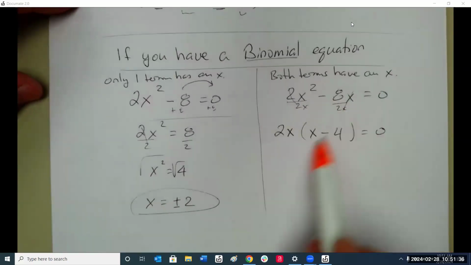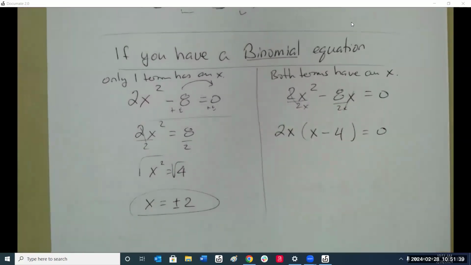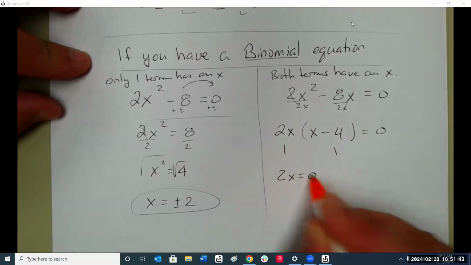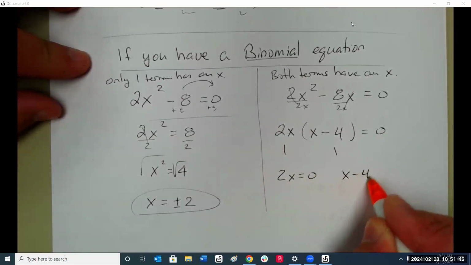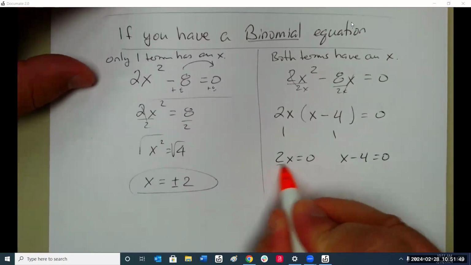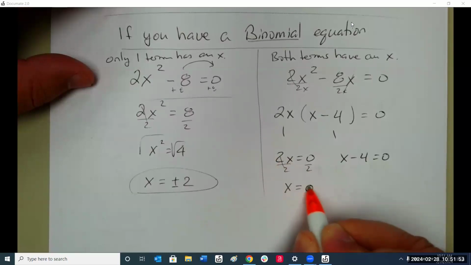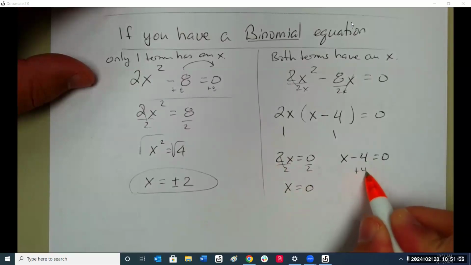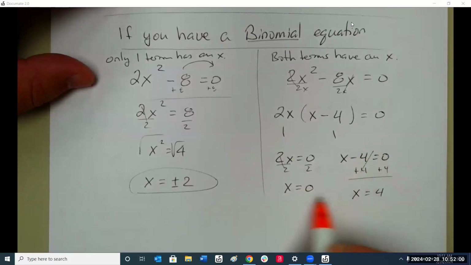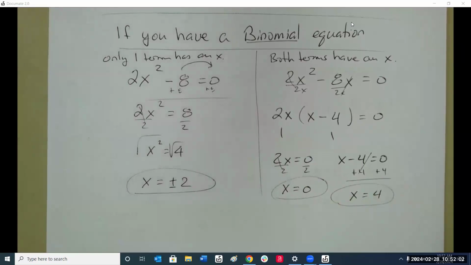So if you have both terms with x's, factor them out, and you'll have two separate factors. Set both of these equal to 0. And then solve for x. So x is equal to 0. And x is equal to 4. Those are my two answers.